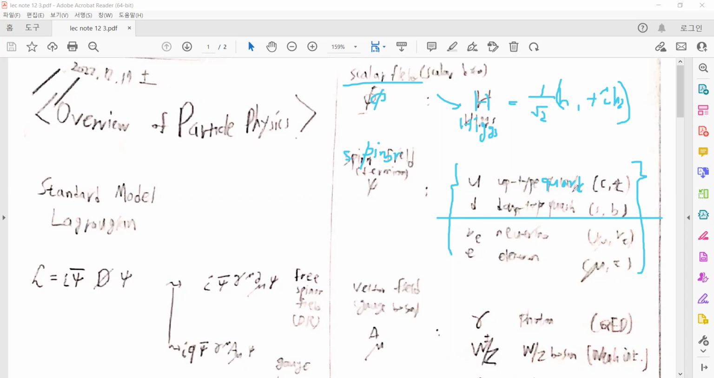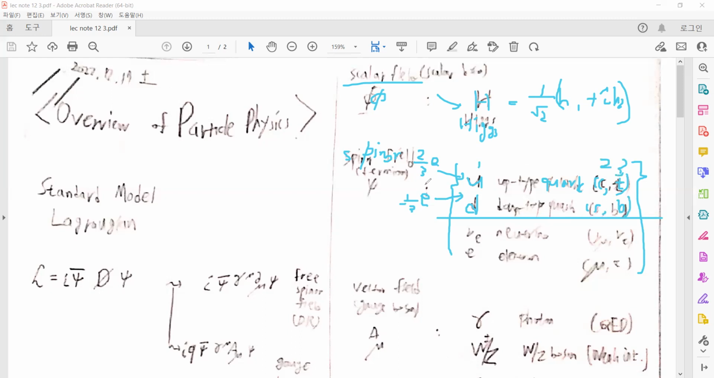And there are two types of quark, the up type and the down type. The up type quark has a 2/3 electric charge, and down type quarks have a minus 1/3 electric charge, and there are up, charm and top, and down, strange and bottom quarks, as generations in mass ordering.